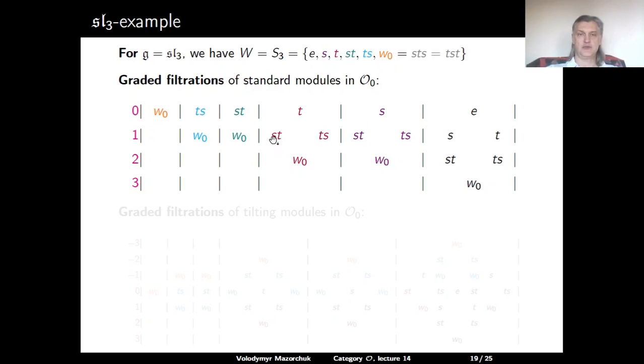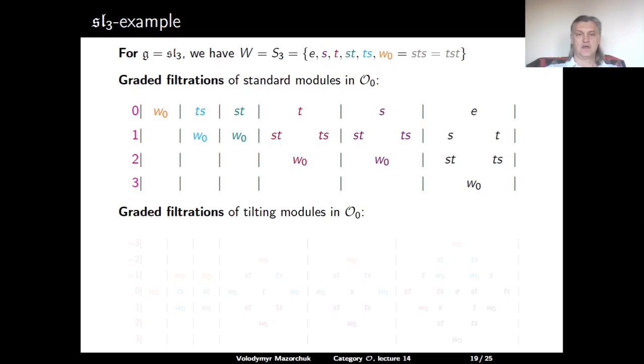And then in the next layer, the Vermas for T and S have their simples on top. Then the length 2 elements in the second layer, and the socle is W0. And the dominant Verma module, which is also projective, has LE on top. The second layer is S and T, and then the third layer ST, TS, and the last layer is W0.